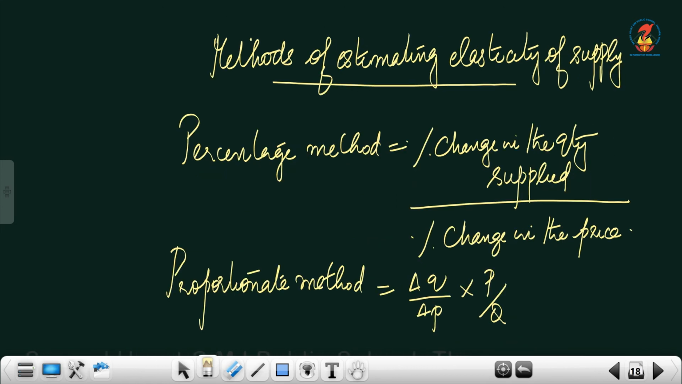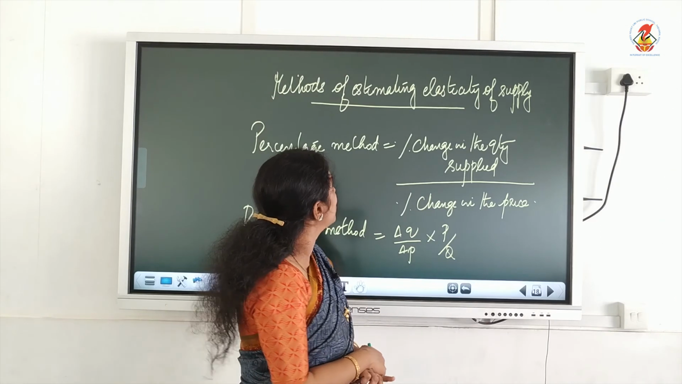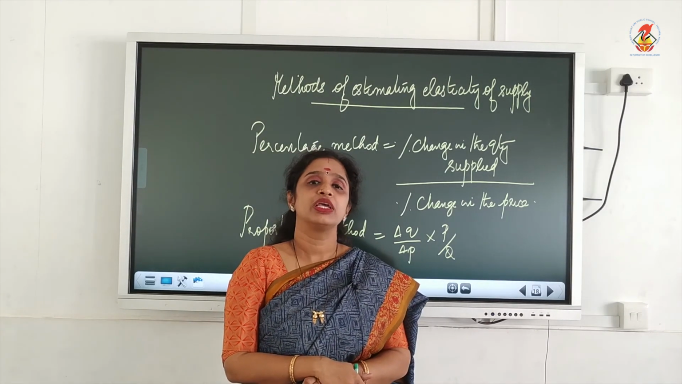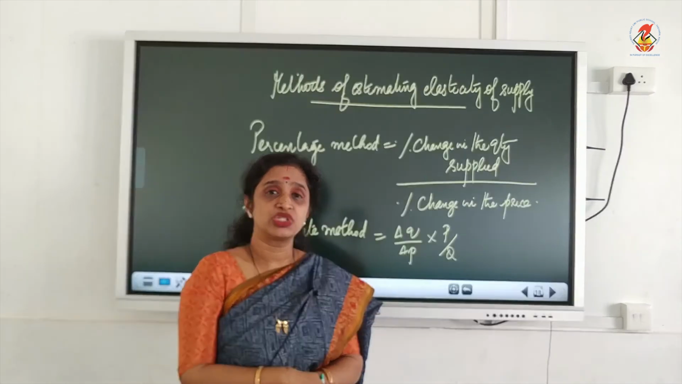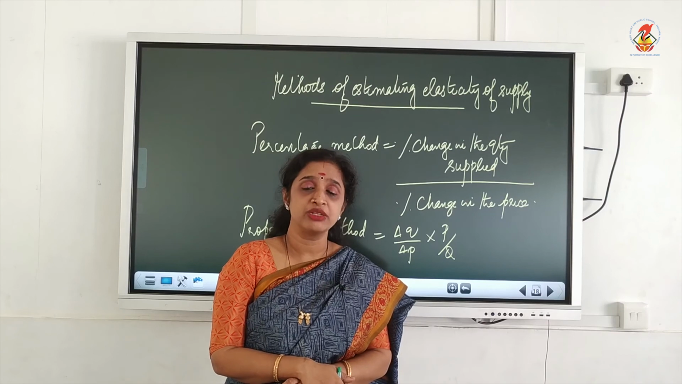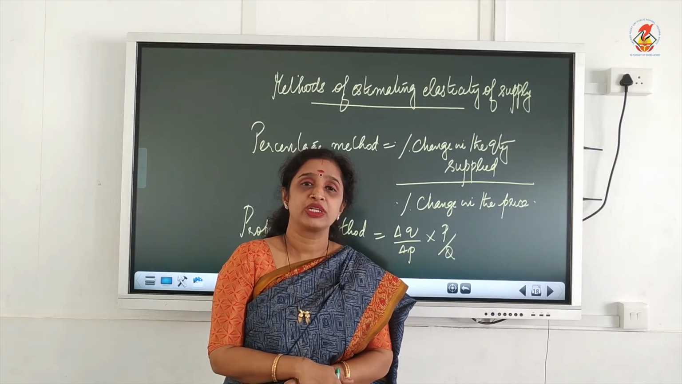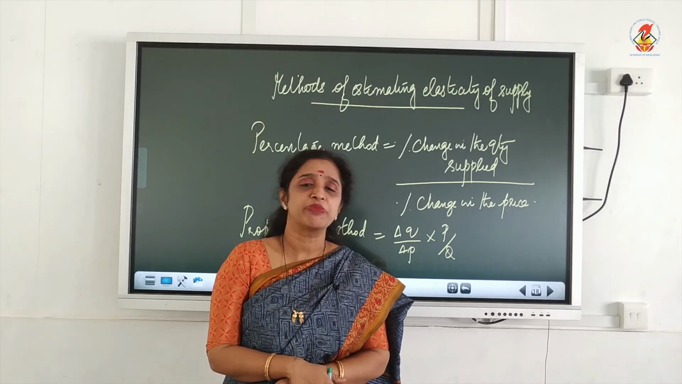Now the next one is, the same way as we have discussed for demand, how to measure or calculate the elasticity of supply. Methods of calculating elasticity of supply. In demand we discussed three methods: proportionate, percentage and geometric method. For supply the geometric method is not there, it is deleted. You need to learn only the percentage method and the proportionate method.